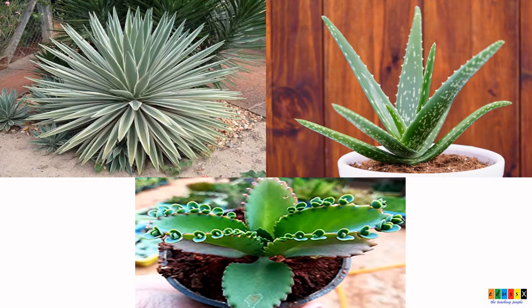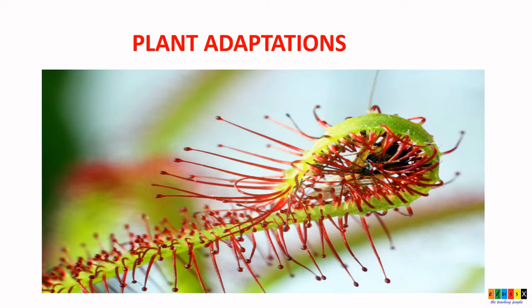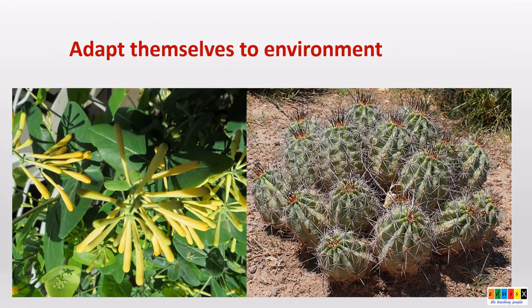Next we shall move on to plant adaptations and modifications. We have already learned what adaptations are. They are the special features by which plants adapt themselves and change their living style in order to survive for a long period of time. Here we will be discussing three major adaptations found in terrestrial and desert habitats.